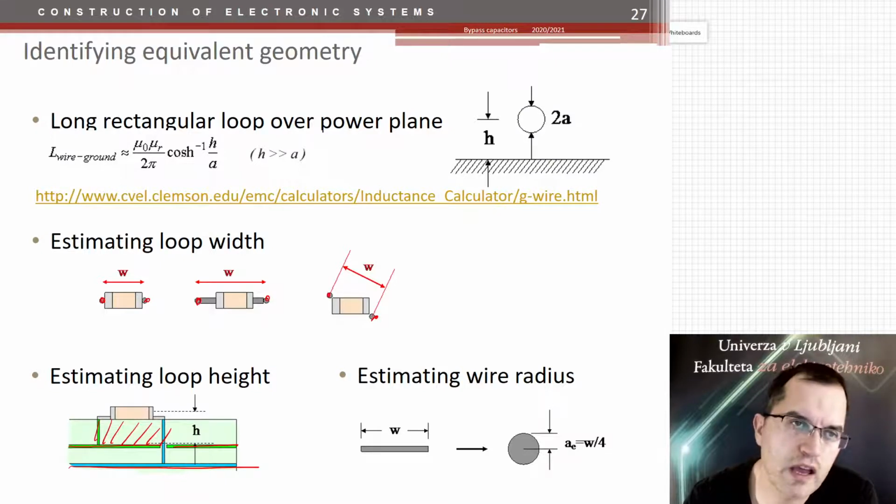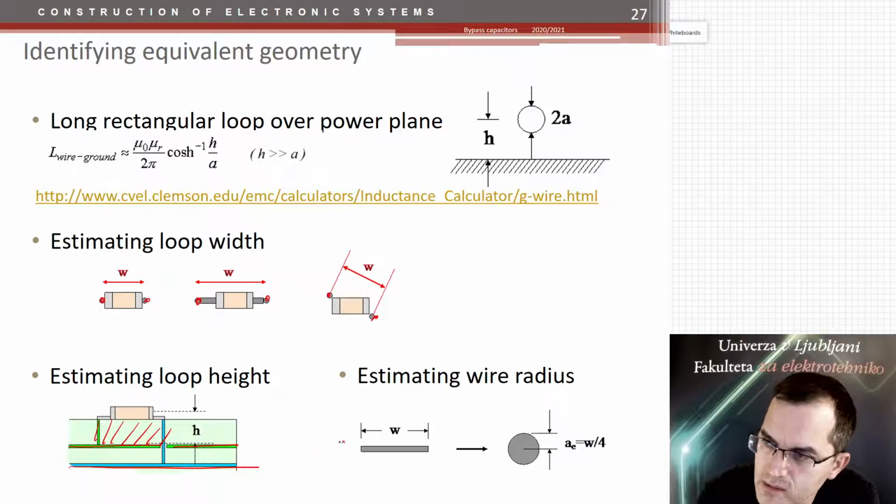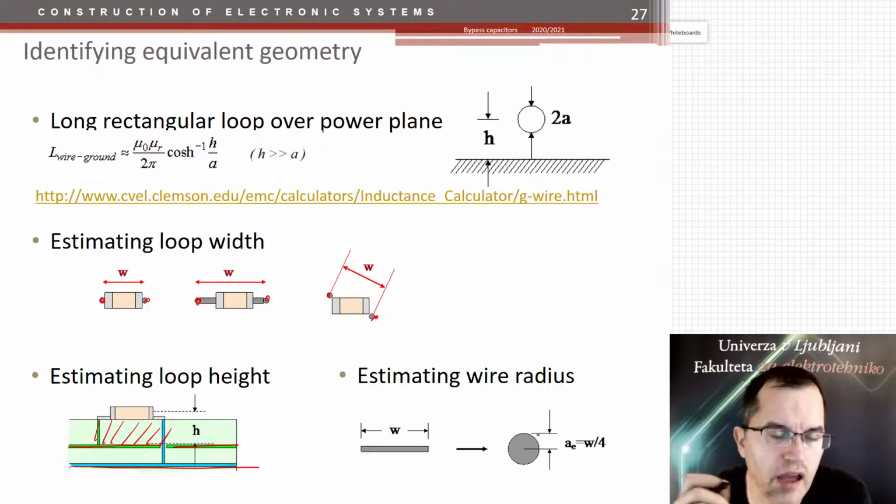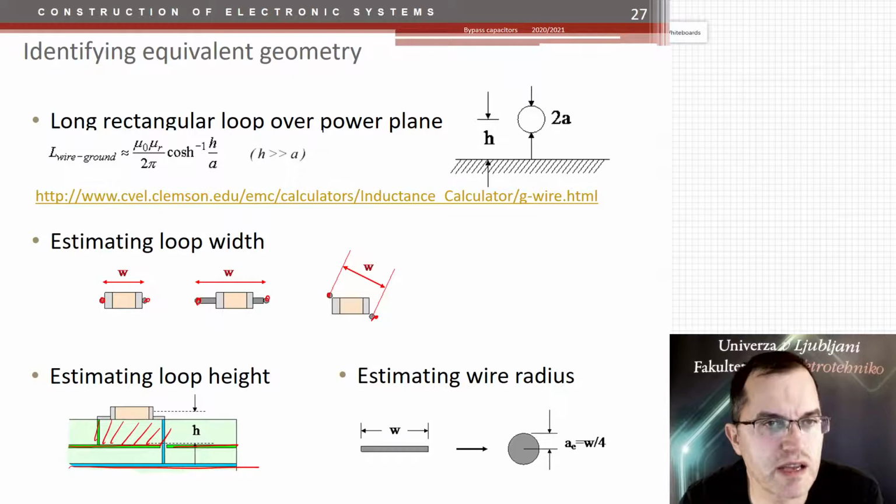Of course, we don't have round wires on the PCBs, we have square-like or rectangular actually. So this is how you can translate from the width of the track to the diameter of a wire, because this is then used in these equations. So let me show you two examples.